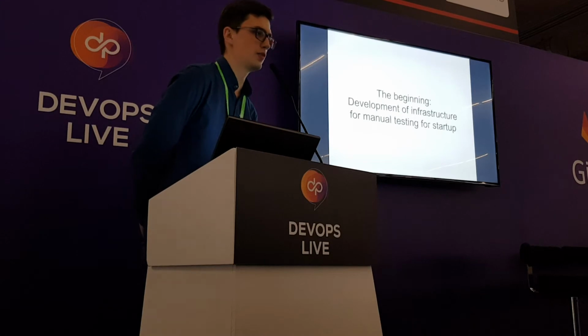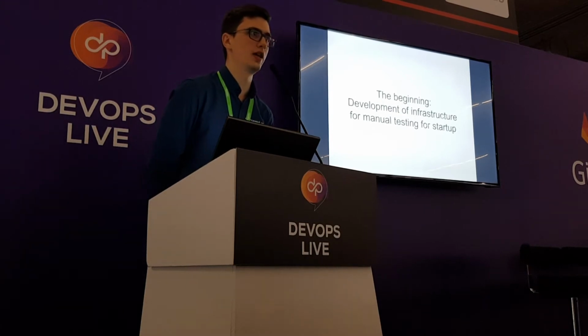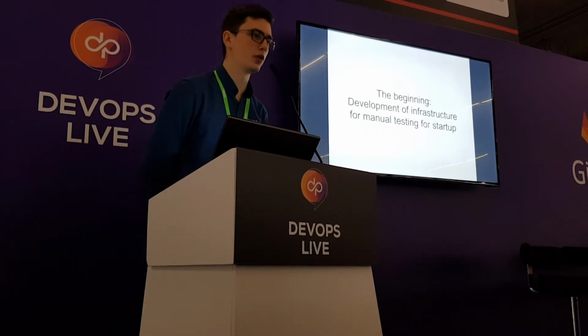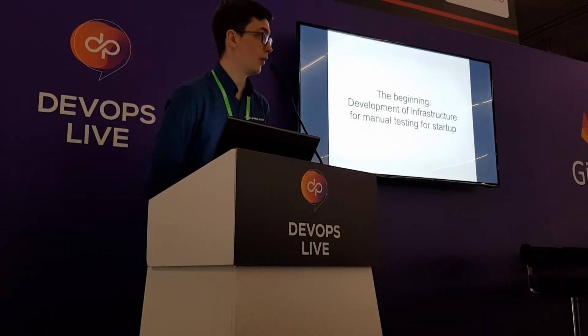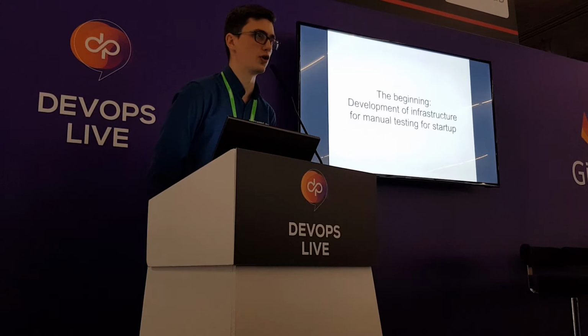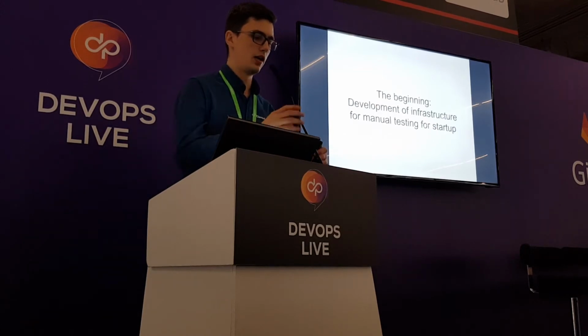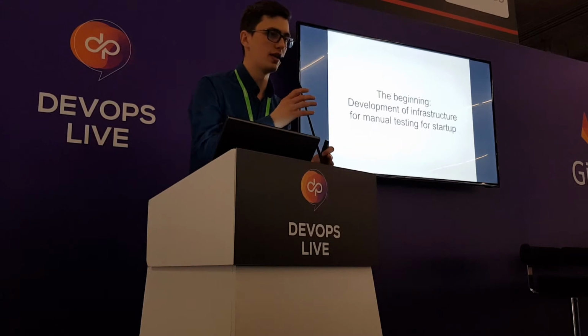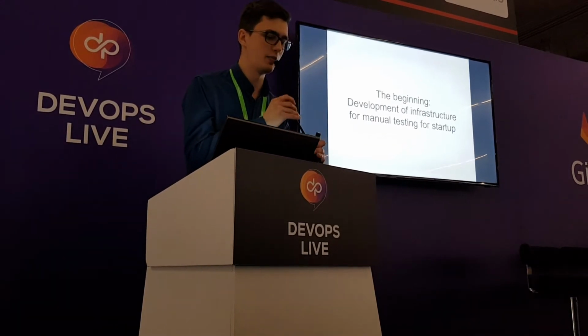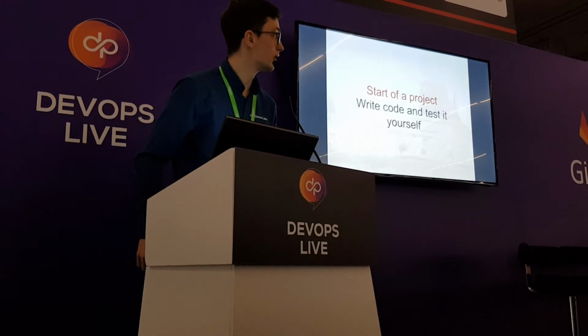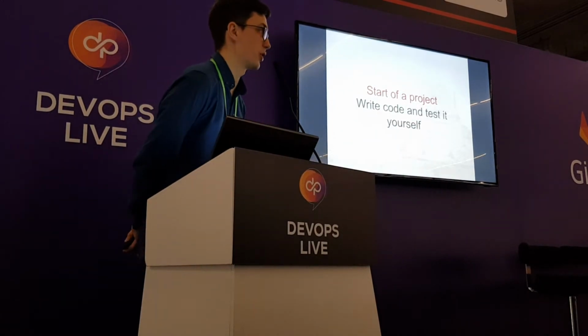And today I'm going to talk about the stages of development of manual QA infrastructure and what can come out as a result. We will look at the example of a startup project, how it started and how the infrastructure evolves. After that, I will tell about the tool that we have built.